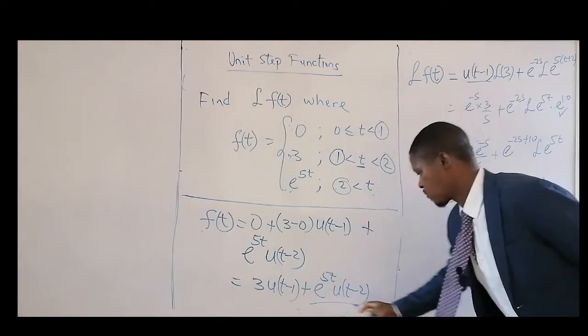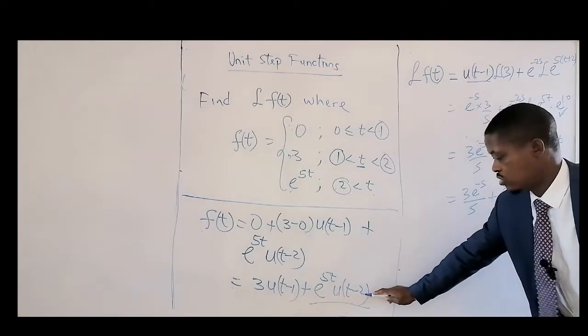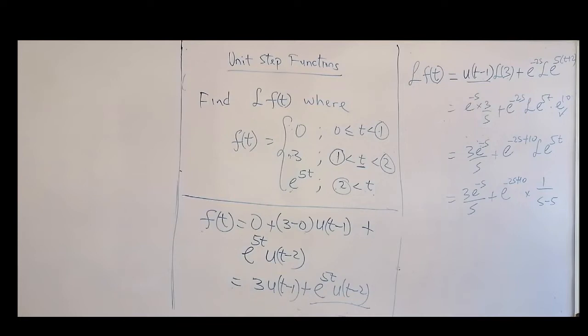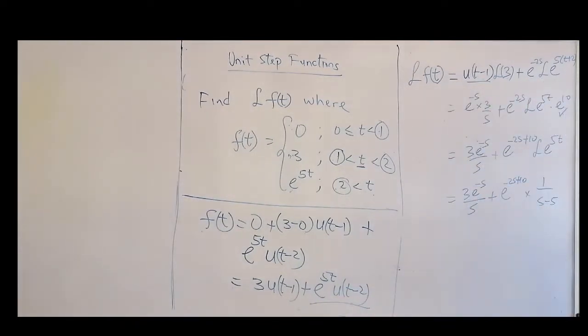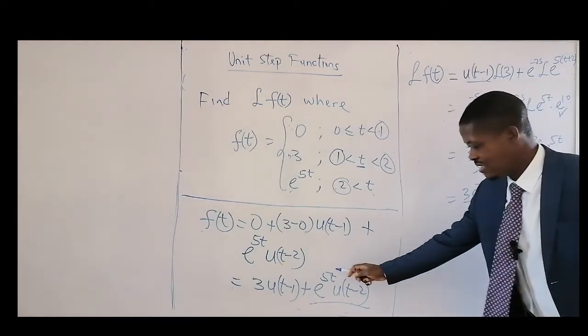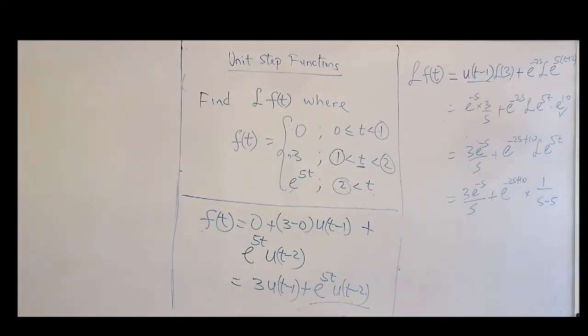The only thing you need to note is that when you want to write this one, it's going to be exponential to minus 2s because we have minus 2 here, then Laplace of e to the 5, the t now, anywhere you see t, that will be t plus 2. Okay, so that's that on this question.